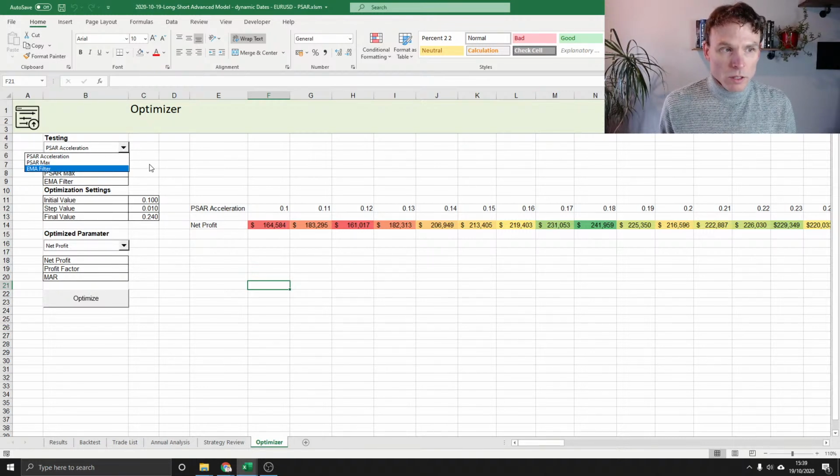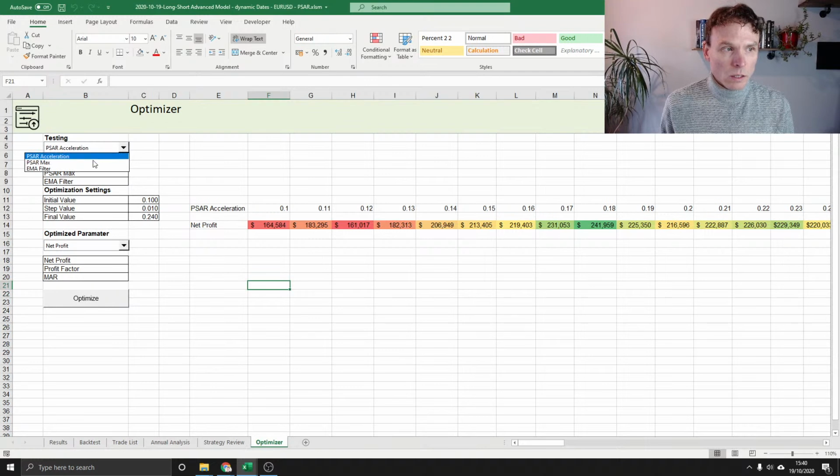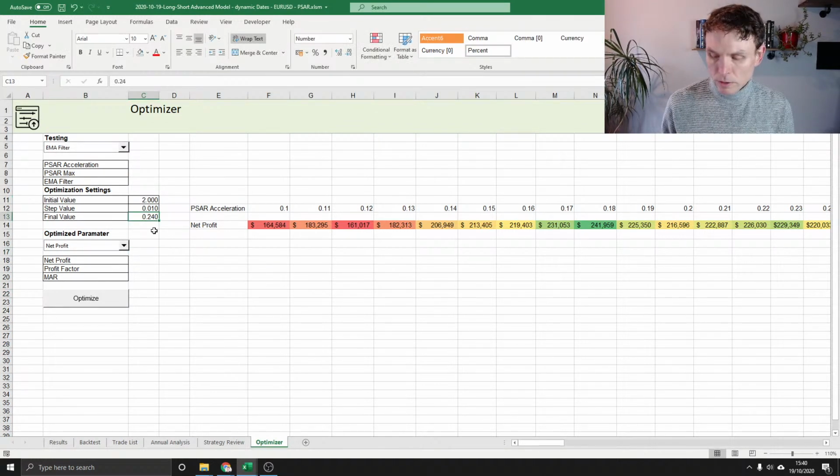A thing that I've introduced since the video is another factor, and I will demonstrate that now. It's easy with the model that I've got set up to add other factors into it. So I've set up an EMA filter, and this is very simple, a directional filter. We take long trades above this EMA and short trades below, and we can use the optimizer once again to see if we can find some good settings.